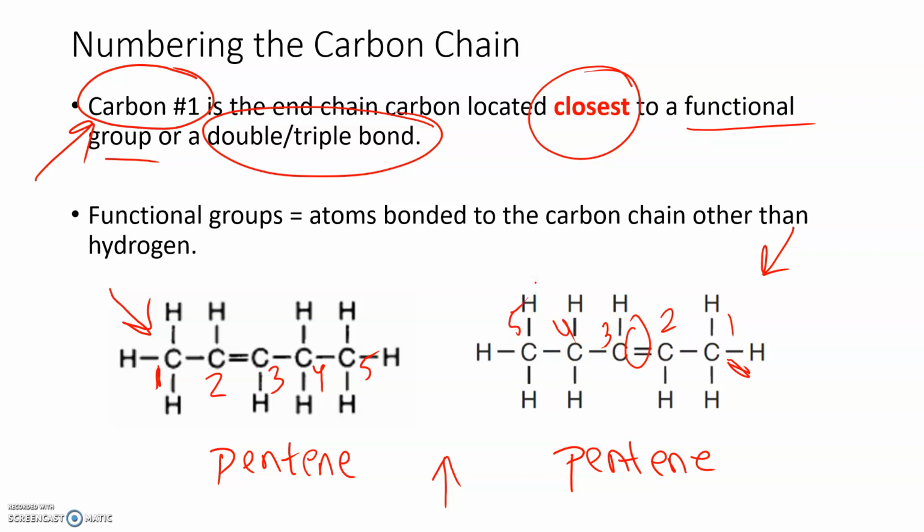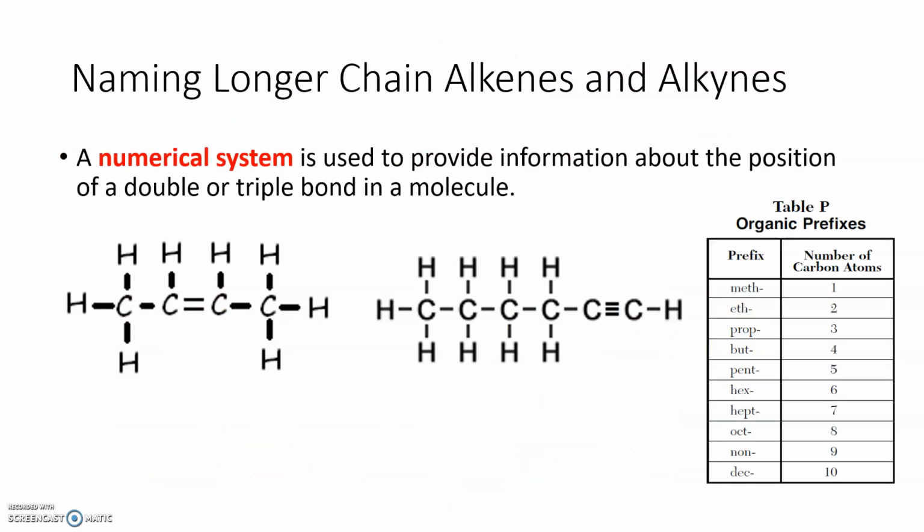What I'm going to get into in a minute is why we're doing this. This is going to help us tell people where the double bond is located in these molecules. In both of these, because they are the same molecules, they're just rotated, the double bond starts on carbon number 2. So the name of both of these molecules is actually 2-pentene. The 2 is how we tell people what carbon in the chain the double bond would start on.